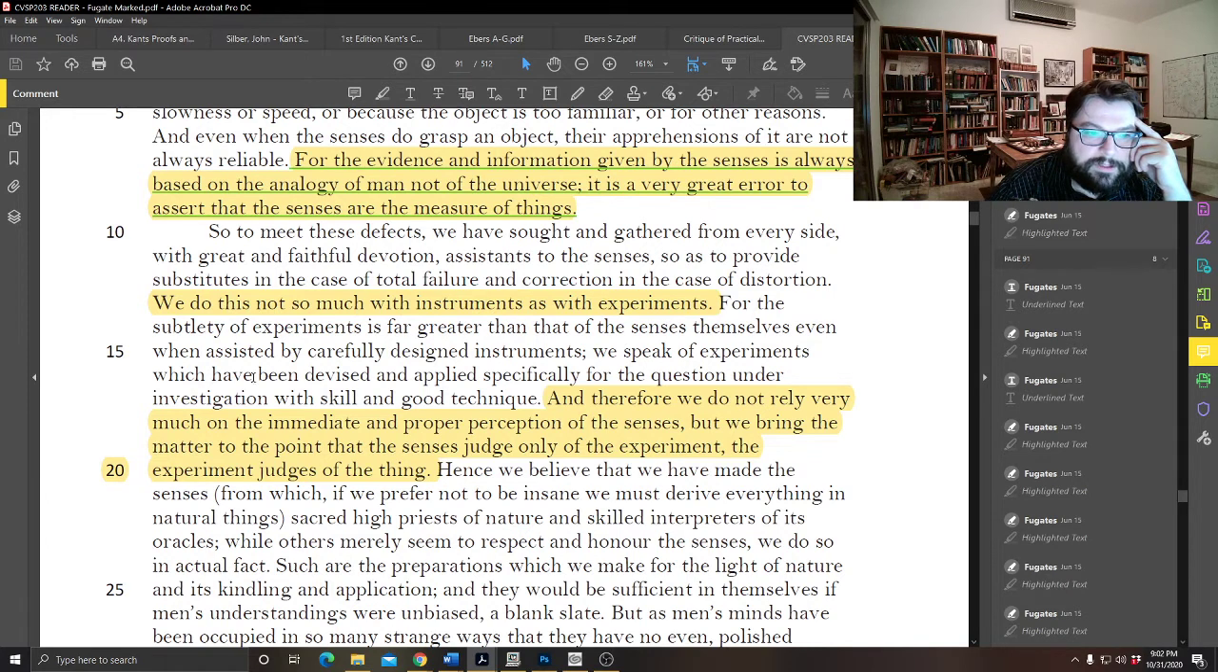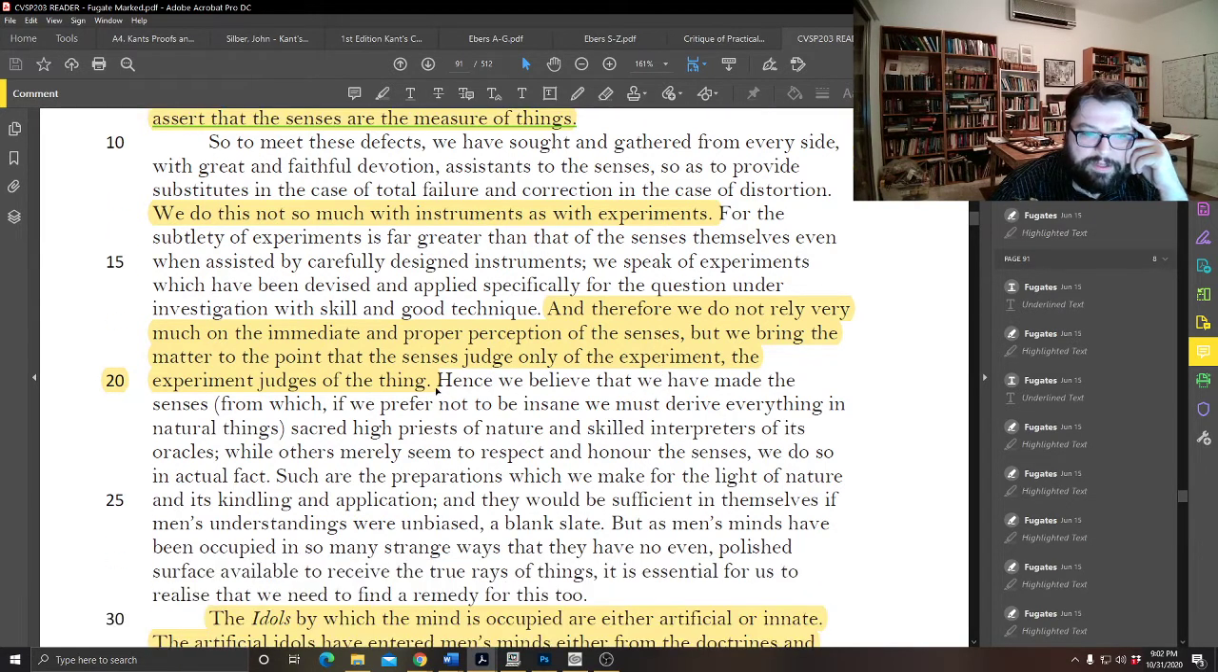We speak of experiments which have been devised and applied specifically for the question under investigation with skill and good technique. And therefore, we do not rely very much on the immediate and proper perception of the senses, but we bring the matter to the point that the senses judge only the experiment, and the experiment judges the thing. Very important quotation. You should definitely mark that in your text.